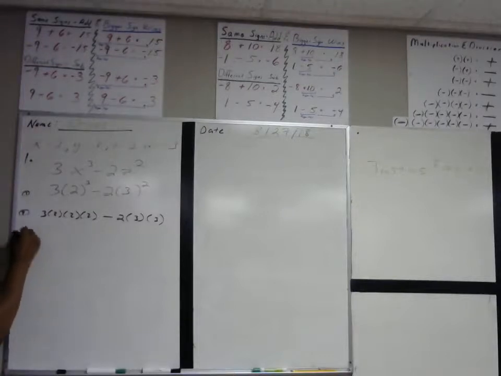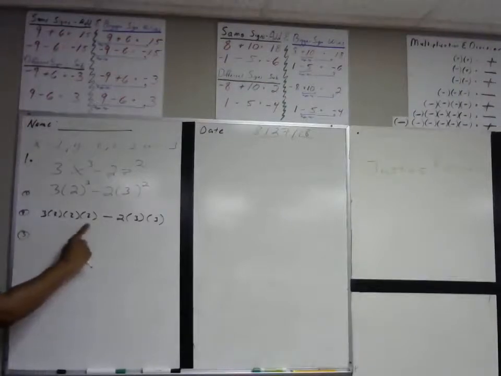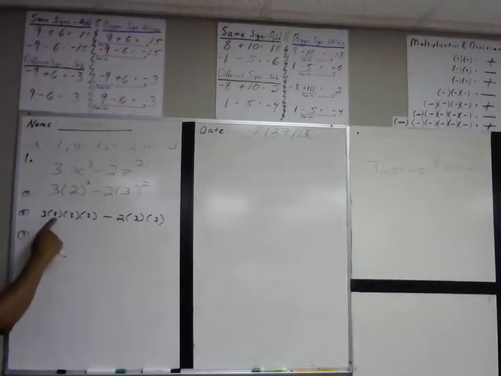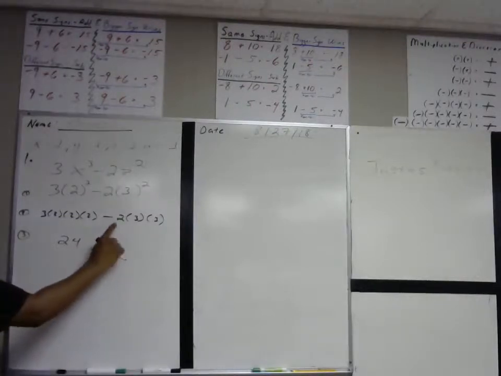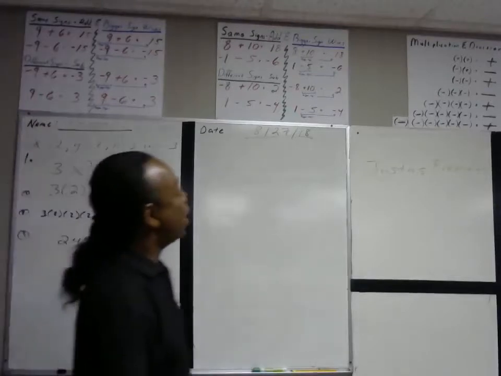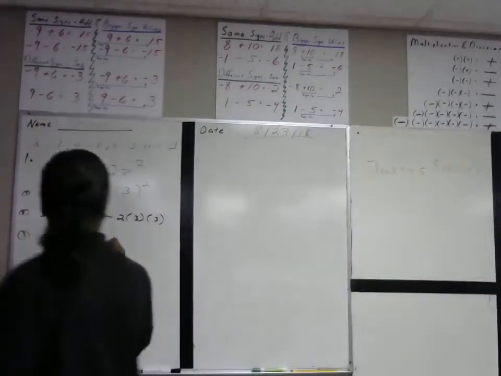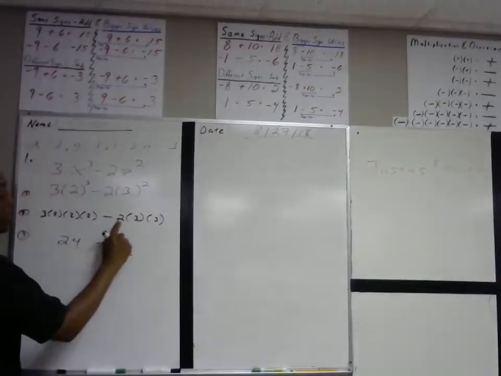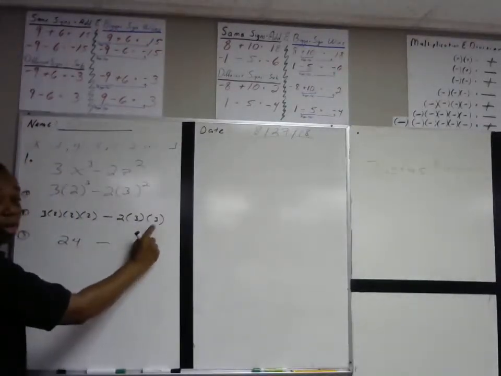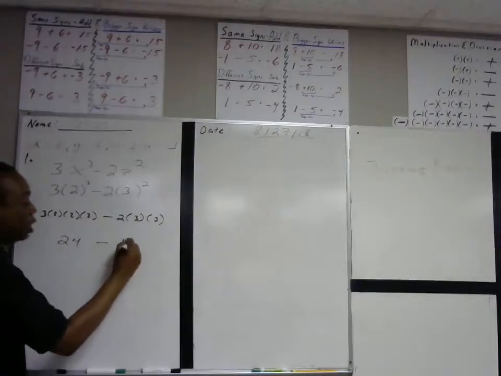Step number 3. These are all positives, so the answer will be positive, and this will be 6 times 4, which is 24. The next one has 1 negative, and if you have 1 negative, your answer should be negative. This will be 6 times 3. 6 times 3 is 18.